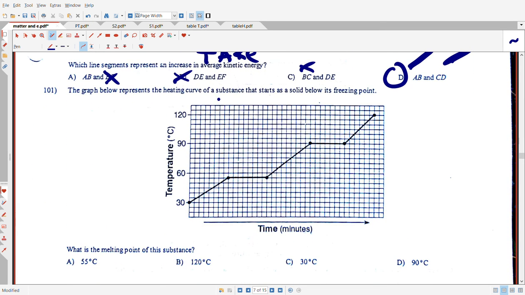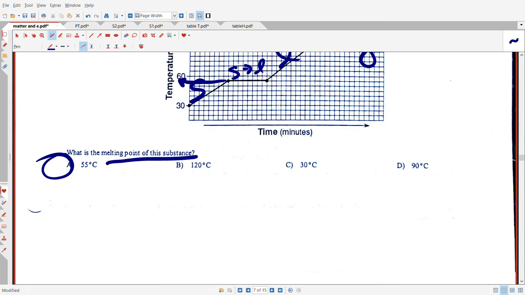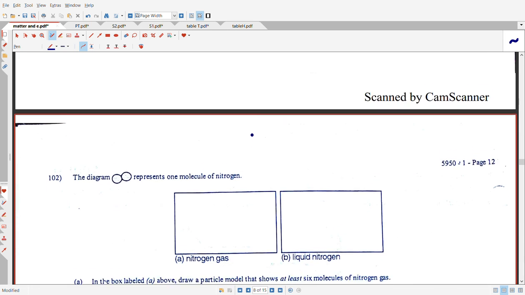Okay, here's the substance starting as a solid. Solid, liquid, gas. What's the melting point? That's going from solid to liquid, so I got to go over here. So it's below 60, so the only answer could be 55. When they want the melting point, they want the degrees Celsius from the chart.